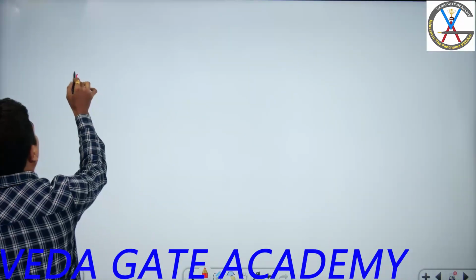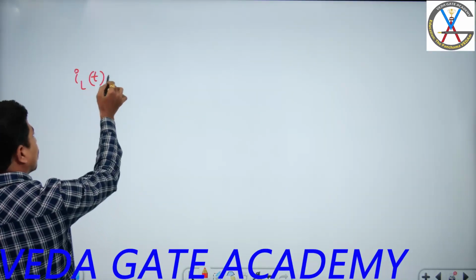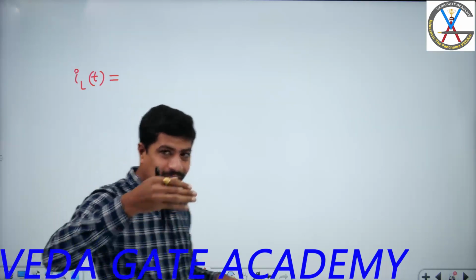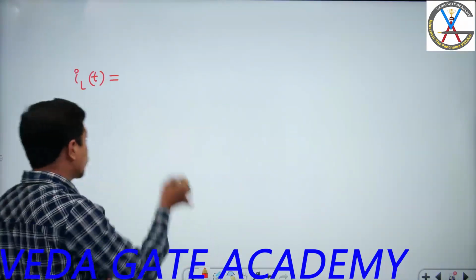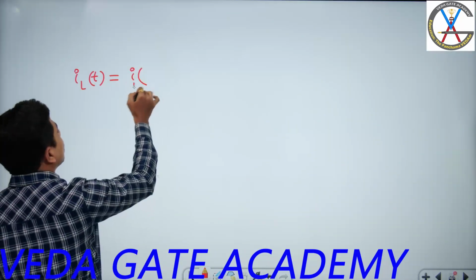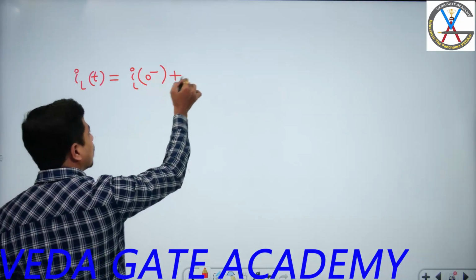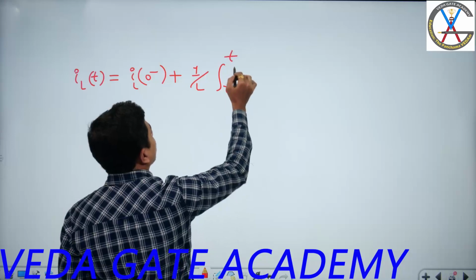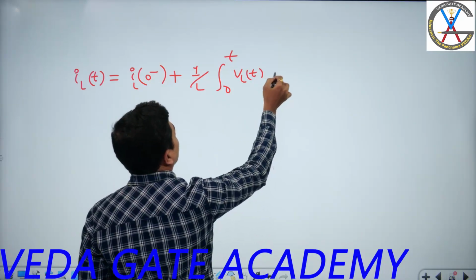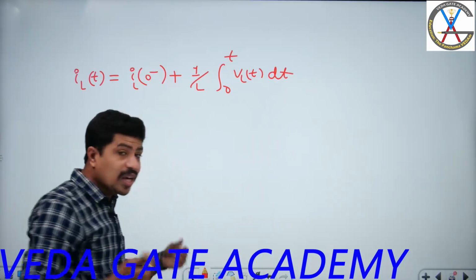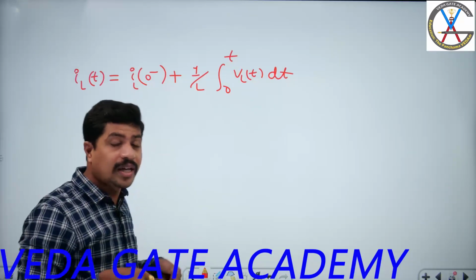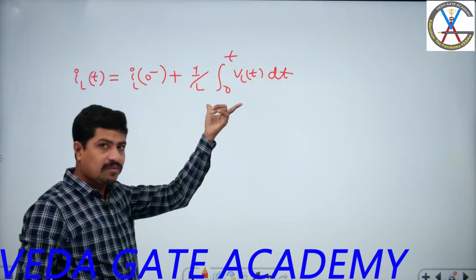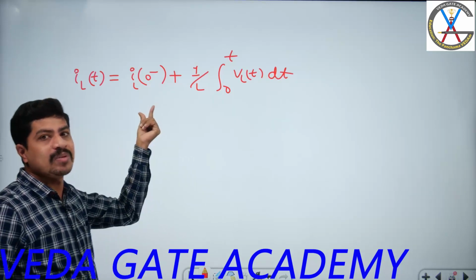IL of t, the current through inductor at any point of time after closing the switch, is equal to previous current plus present current. What is the present current? 1 by L integral 0 to t VL of t dt. We connected a source now at t is equal to 0, and that will give this much amount of current. It already has some previous current.